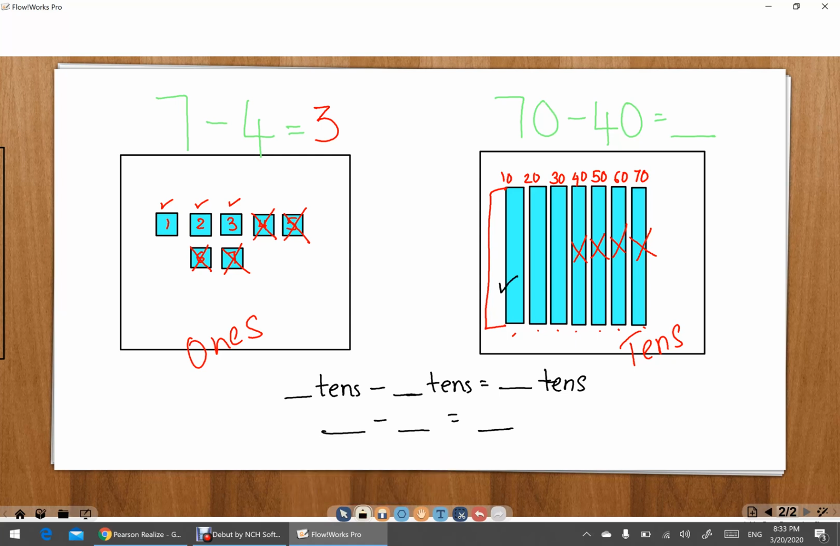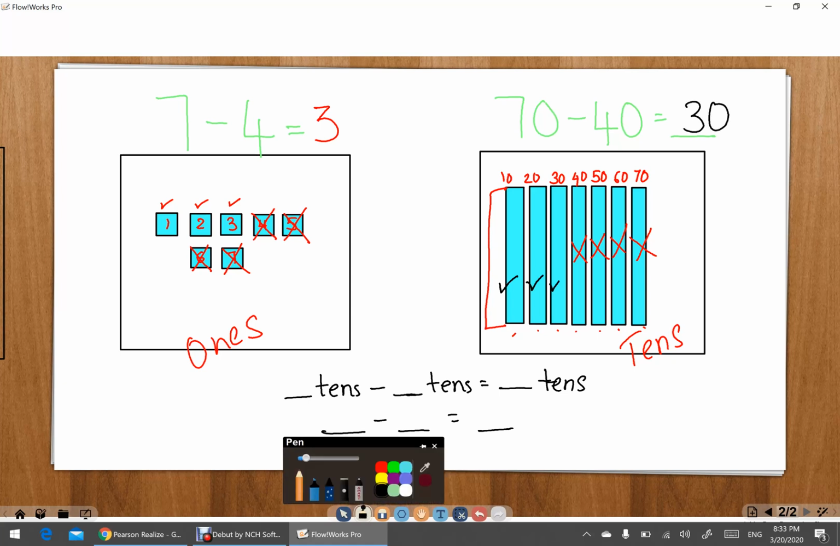How many am I left with? 1, 2, 3. 30. Good job. So now here down, let's solve this one. Here they say, how many tens minus how many tens gives us what tens? So I have 7 tens minus 4 tens gives me 3 tens.